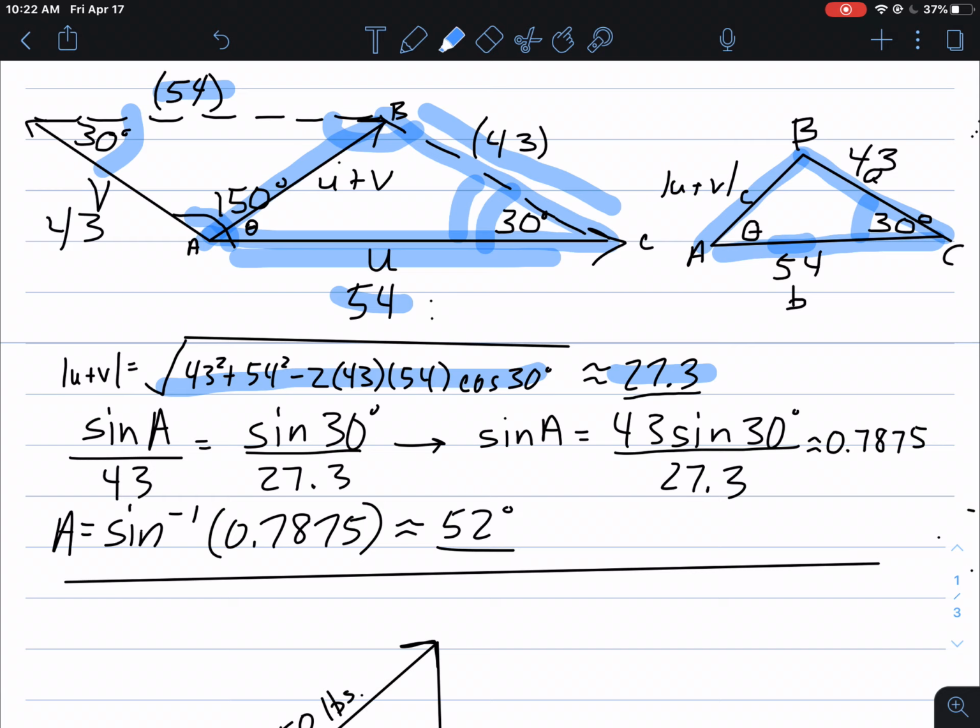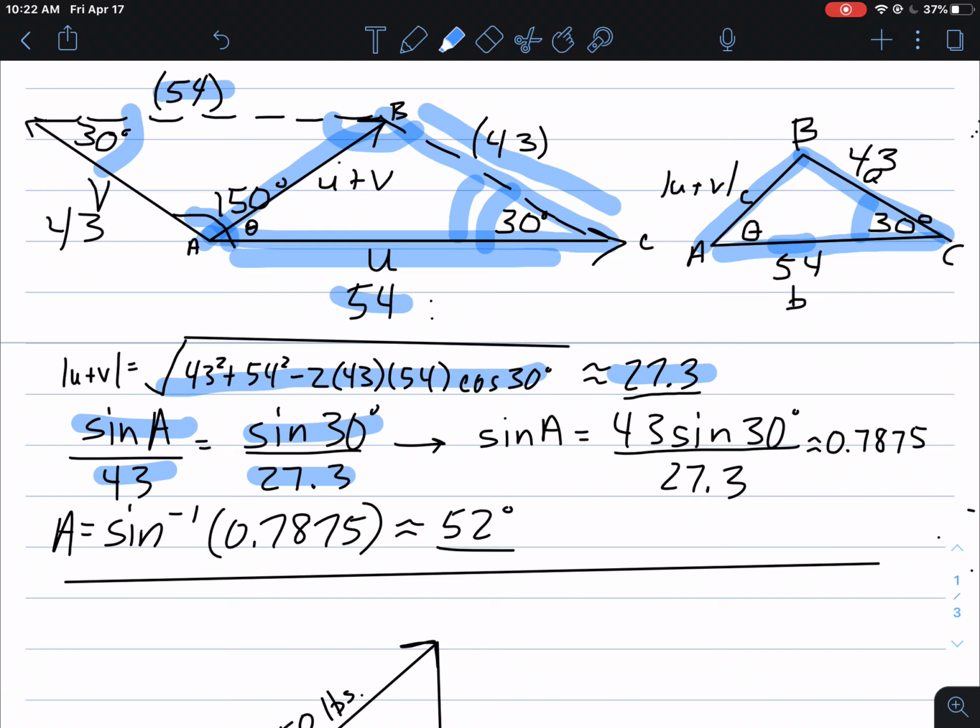And then using the length of side A, setting up our other ratio with sine of angle A. Right, so this is all that law of sines, law of cosines stuff that we looked at back in sections 8.1 and 8.2. So there's our law of sines, sine C over C, sine A over A.